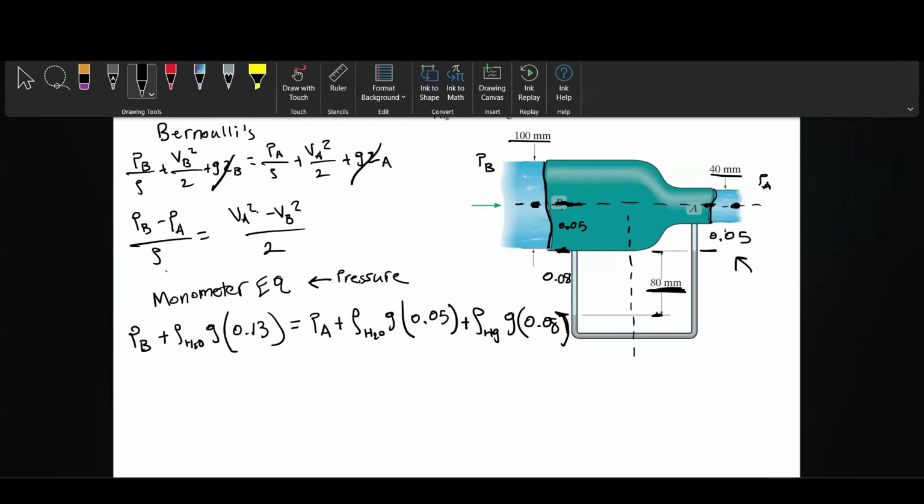So if we simplify this, let's try to find the pressure difference. To do that, we're going to say PB minus PA equals rho H2O times G times 0.05 minus 0.13, plus rho Hg times G times 0.08.